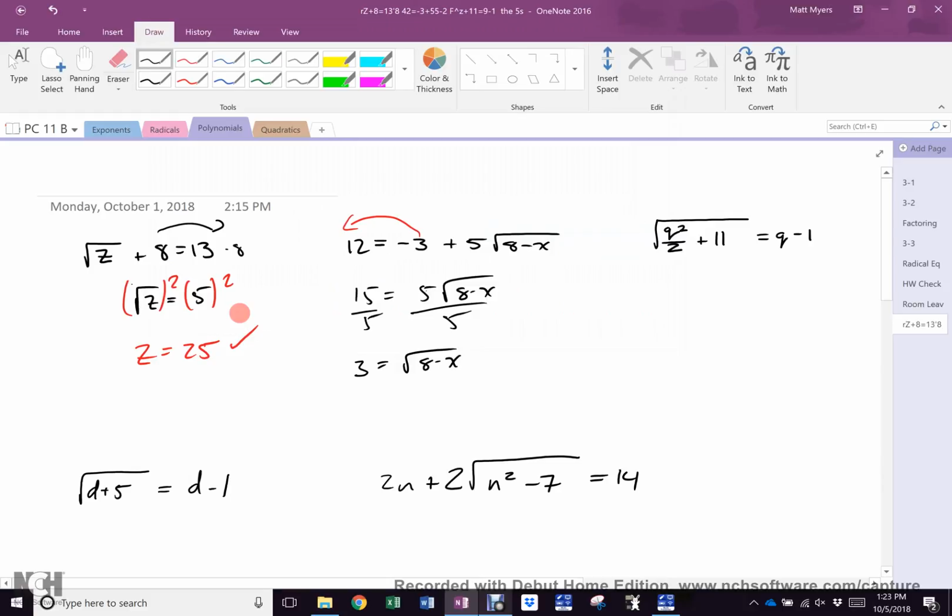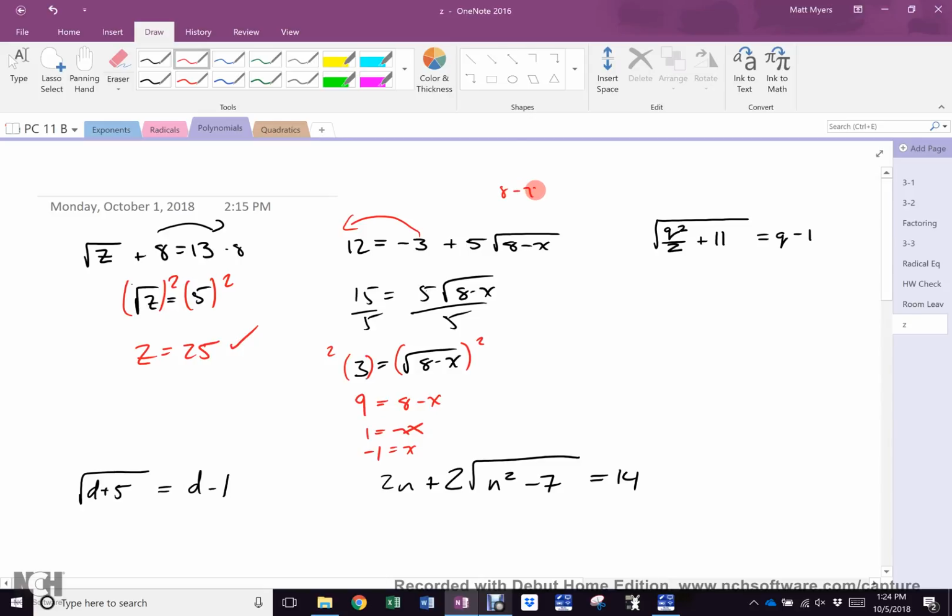So, now, what do I need to do to get rid of the radical? I need to square both sides. Squared, squared. 9 equals 8 minus x. Now what? Pardon me? Move the 8. So 1 equals negative x. So what does x equal? Negative 1. Now I need to check.